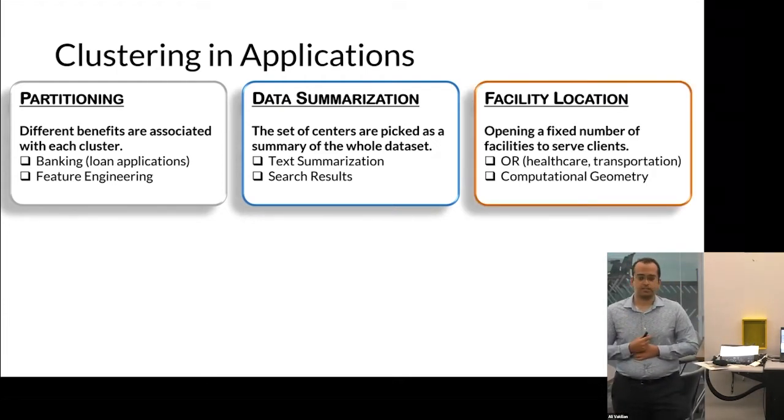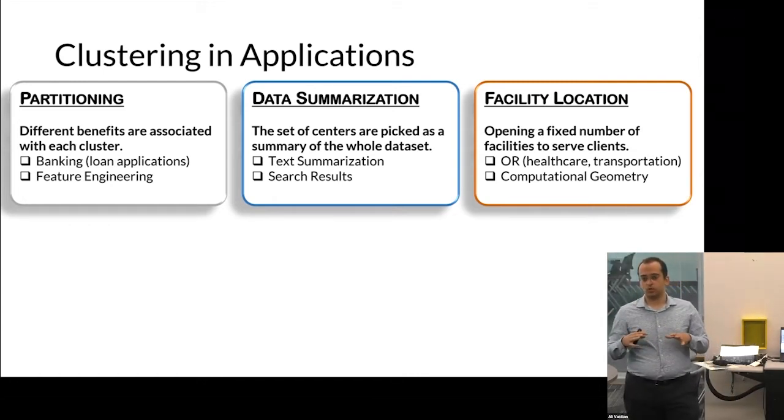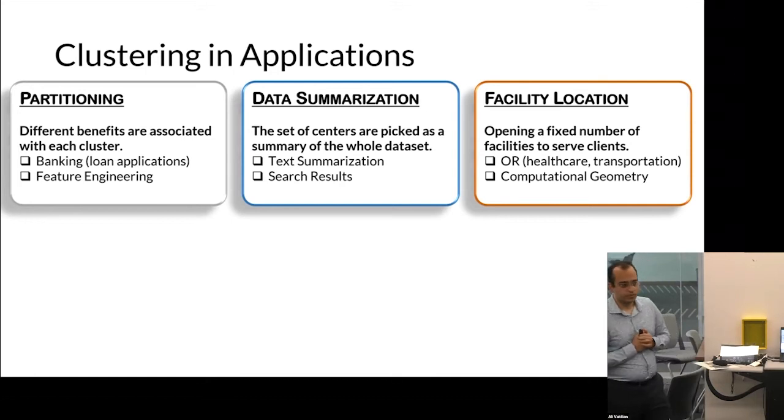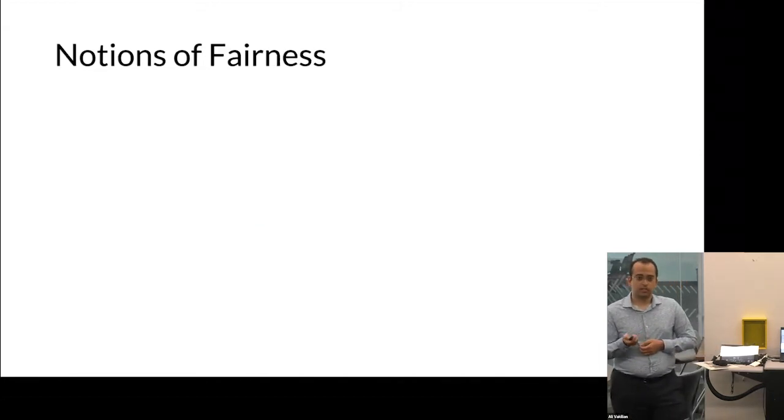A very standard, popular problem in theoretical computer science and operations research is facility location. Here, you would like to open a fixed number of facilities, and I'm talking about the clustering version. You want to open a fixed number of facilities and minimize the service cost to the clients. So these are basically the applications.